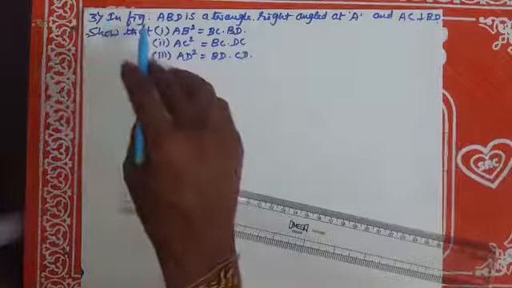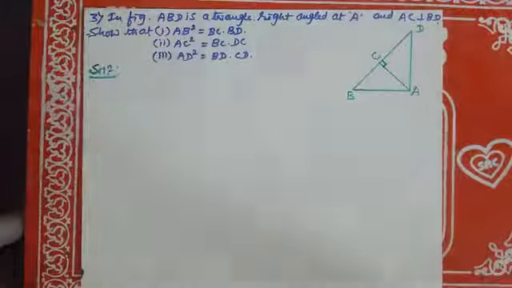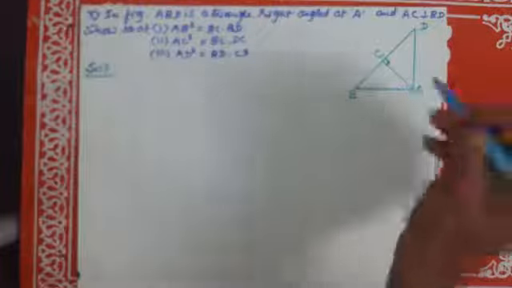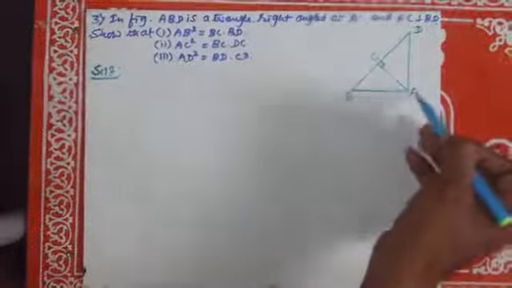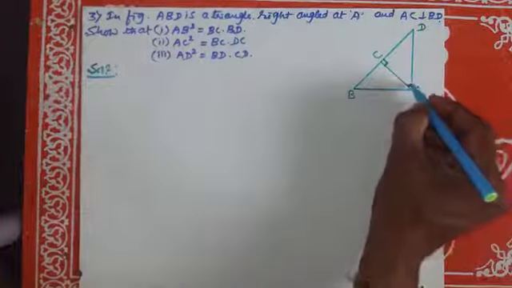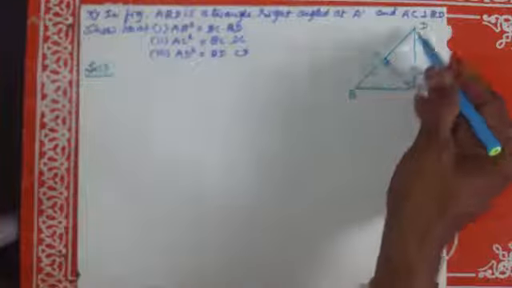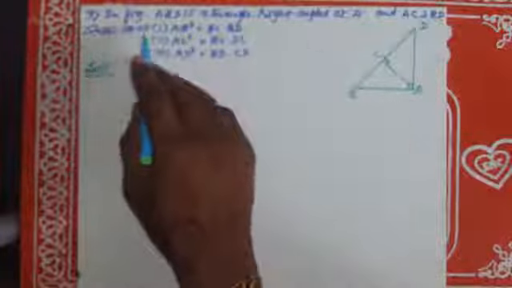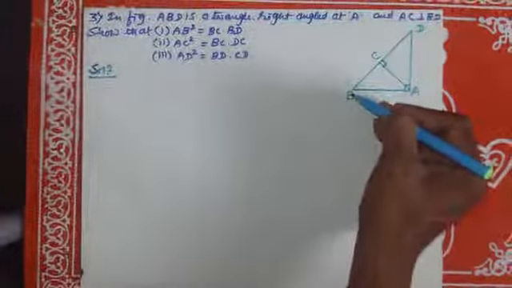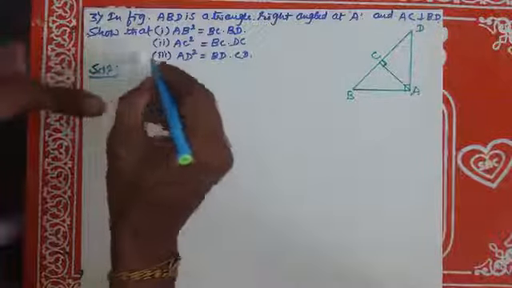Here, in the figure as given, maybe they have given a figure here, I have not drawn it, I will draw. Okay, look at this figure. ABD is a triangle right angled at A and AC perpendicular to BD. Show that AB square is equal to BC into BD. Let us see. Okay, solution we have.